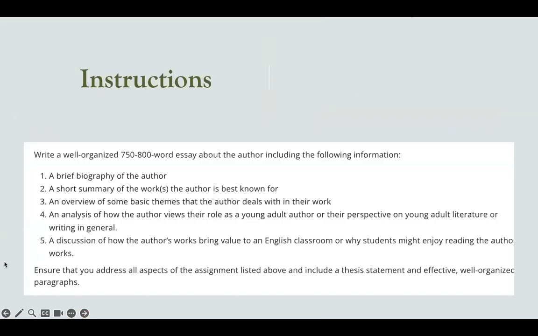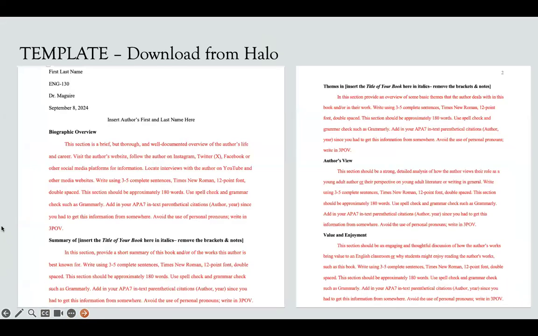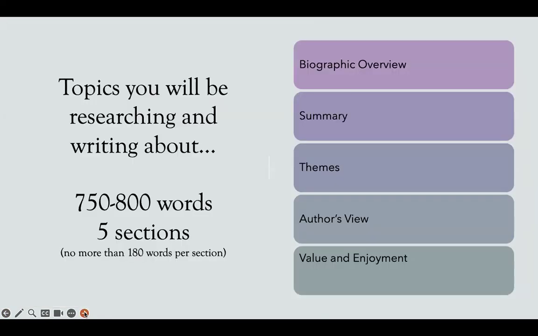So the instructions are going to have you do 5 things. It's just a short essay, 750 to 800 word format. So I'll go over these instructions with you. First, what I would tell you to do is go to Halo and download the template. That way you can follow along with me while I'm teaching this video lesson. You'll see that there are some section headings: biographic overview, a summary of the book, themes in the book, the author's view, and value and enjoyment. So go ahead and pause the video, download this out of Halo so that you can follow along.